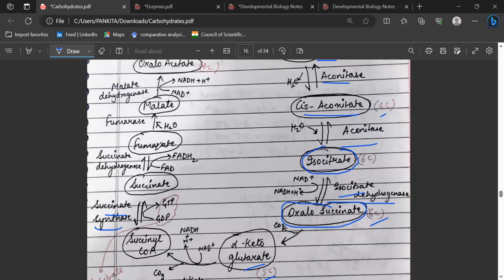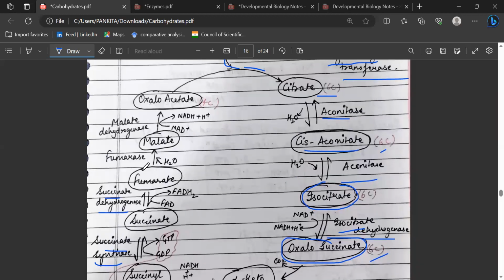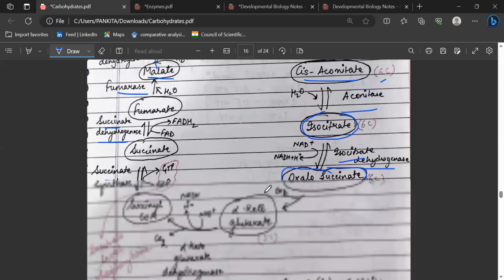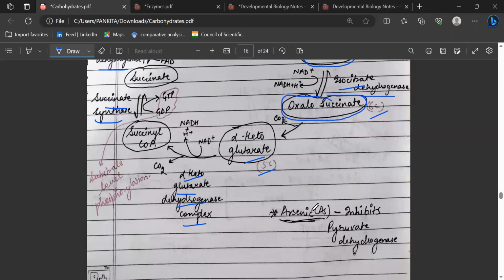Then fumarate is formed by the action of succinate dehydrogenase. Then from the fumarase enzyme, in its presence, malate is formed. Then malate dehydrogenase converts malate into oxaloacetate, which again goes into the cycle, combines with acetyl-CoA and then forms citrate. So this is the tricarboxylic acid cycle.